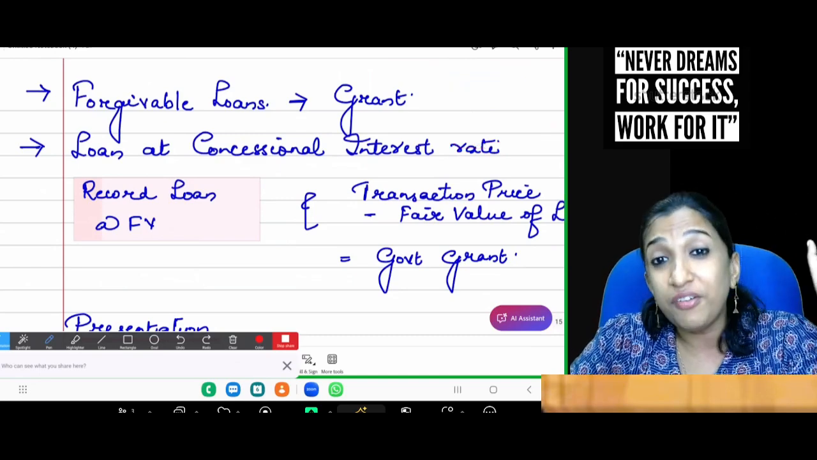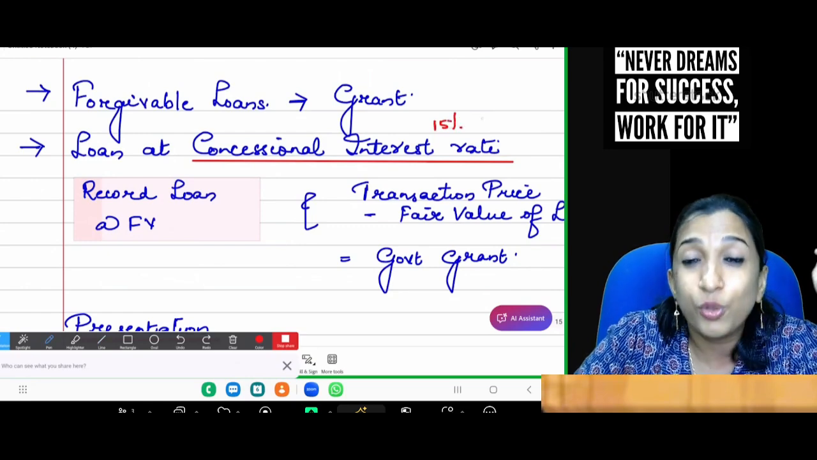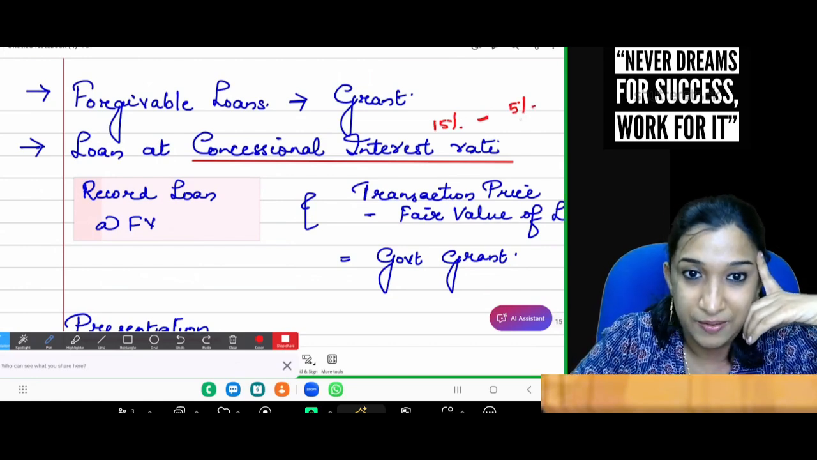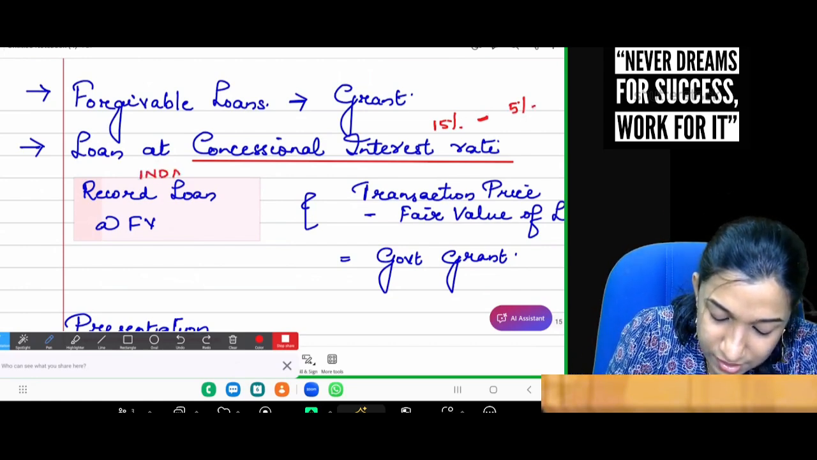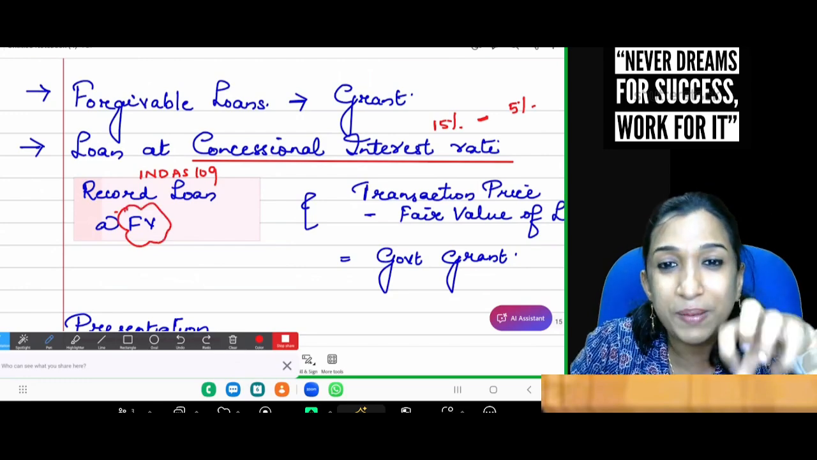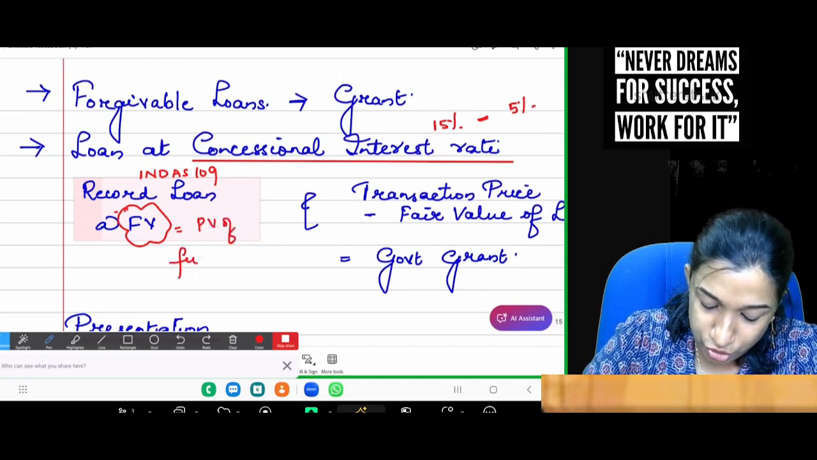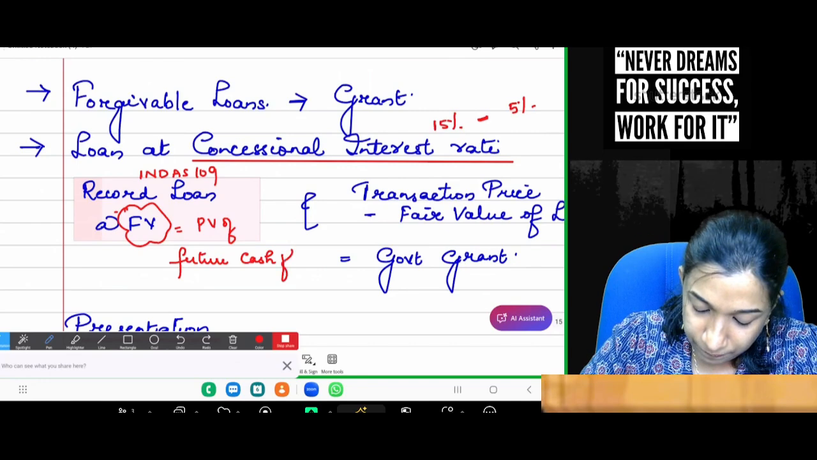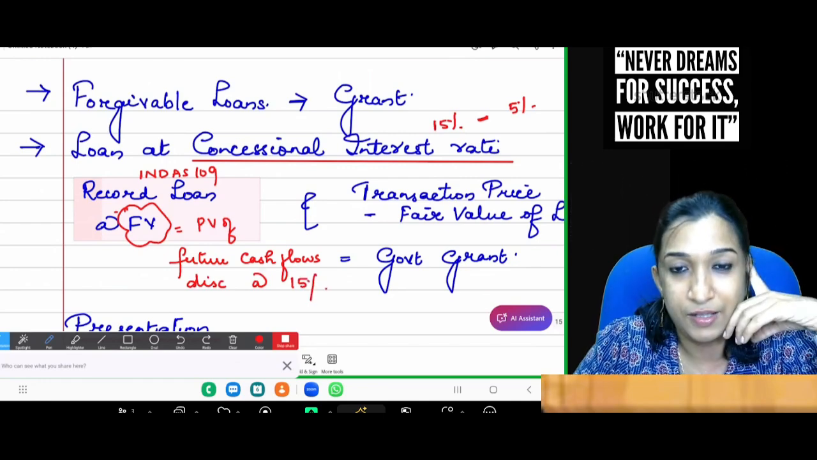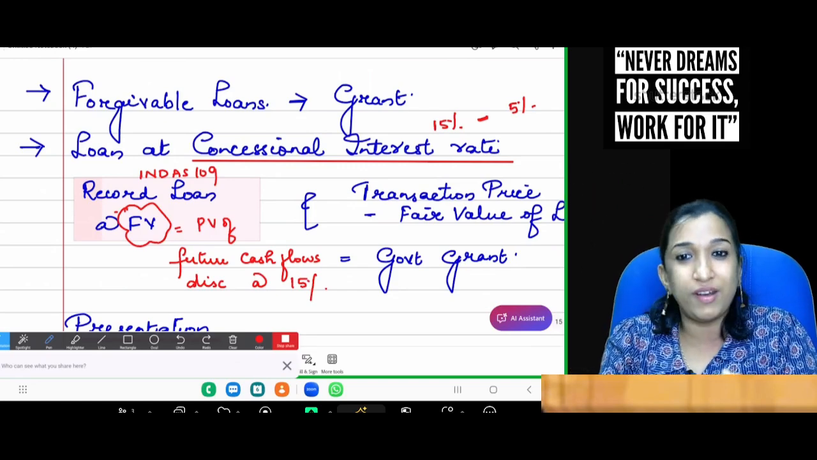Okay. Now, what if you have received a loan at a concessional interest rate? Market rate of interest is 15% and you have received this loan at 5%. Government has given the loan at 5%. Now, as per IND AS 109, the loan should be initially recorded at fair value. What is fair value? Present value of future cash outflows, discounted at the market rate, that is 15%. You have studied the concept. The higher the discounting rate, the lower the present value.